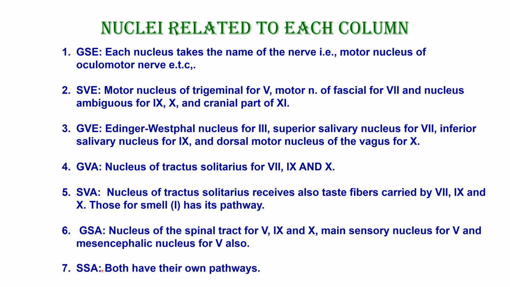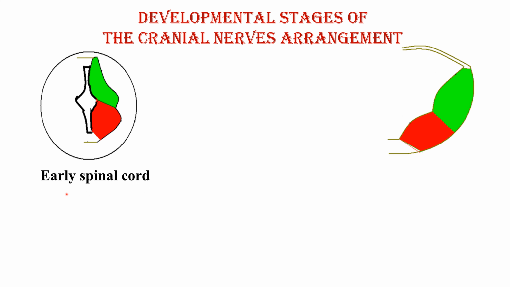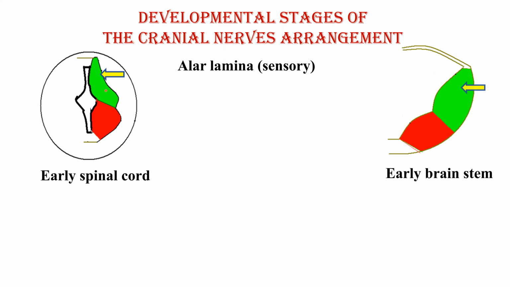So by now we know the types, the distribution in 7 columns, and the nuclei of each of those 7 columns. Now, the developmental stages of the cranial nerves will start by an early spinal cord and early brainstem. Early spinal cord will have 2 laminae: the alar lamina, which is sensory, here and here, and basal lamina in the spinal cord and the brainstem.